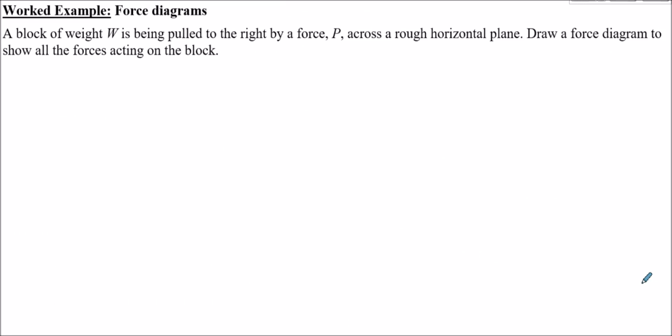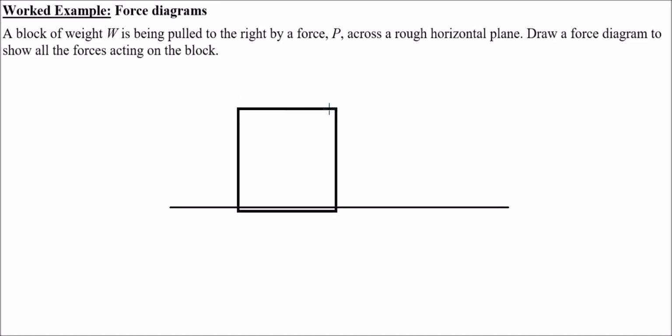Let's have a look at a quick worked example. So we've got a block of weight W being pulled to the right by a force P across a rough horizontal plane. Rough doesn't mean it's a dog, it's rough with an R. It means there's going to be friction involved, essentially. So draw a force diagram to show all forces acting on the block. So this is going to be much easier having attempted that warm-up exercise in pairs, drawing force diagrams.